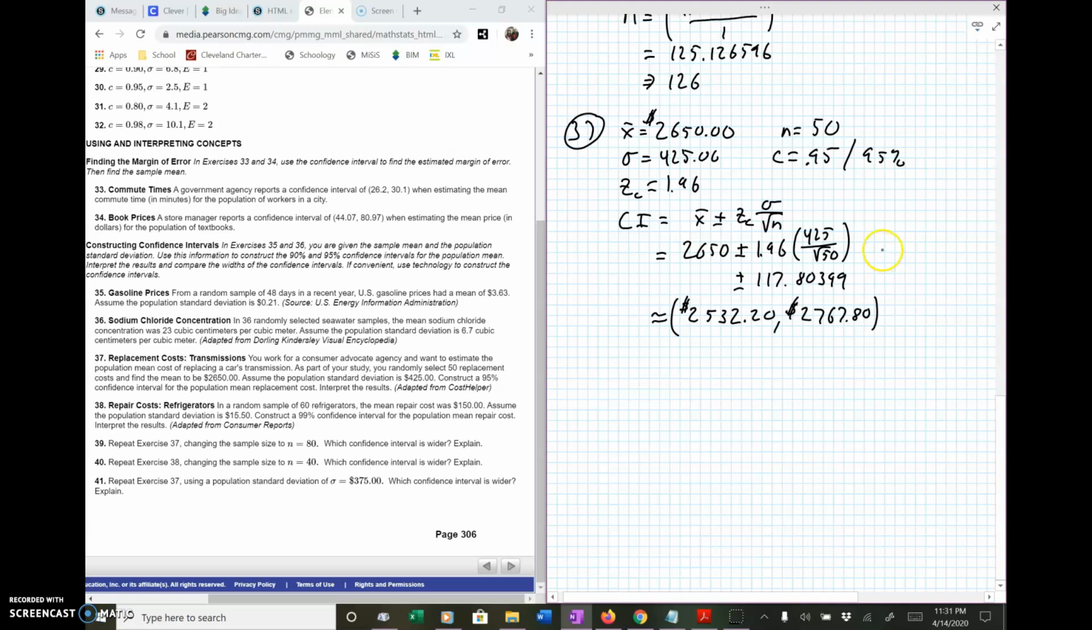Again, I frequently just go straight from this number to this number. I put the margin of error in there, just in case you don't get it right. That's something else you can check your calculations with, but you can go straight to that interval down there.